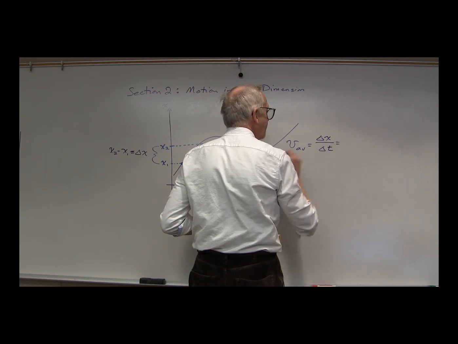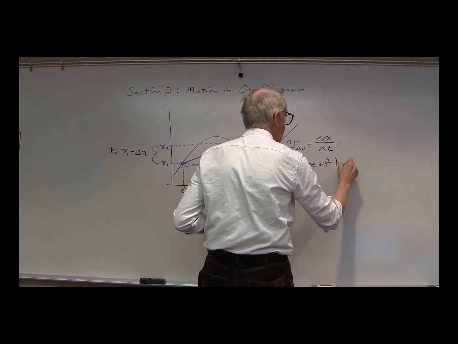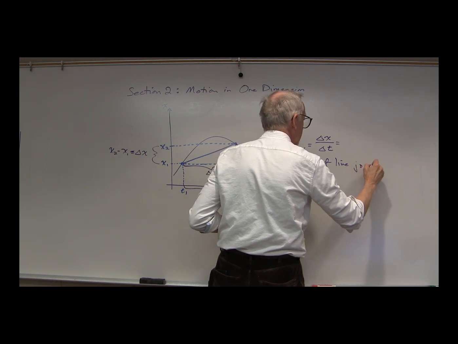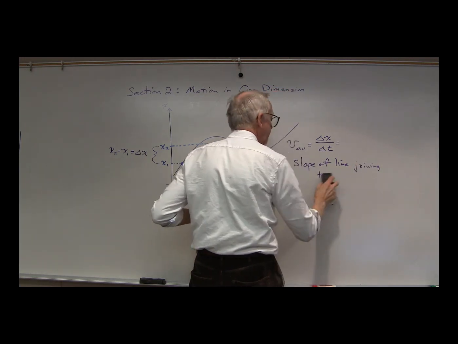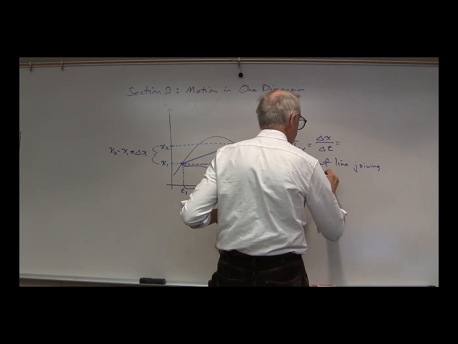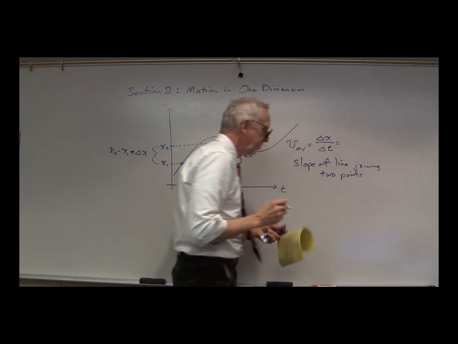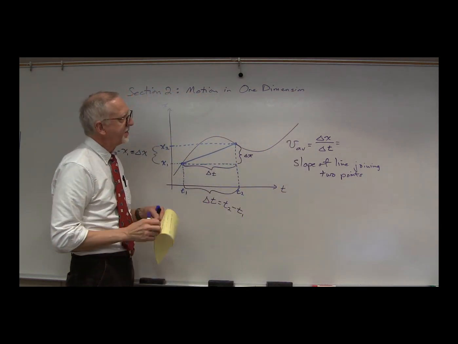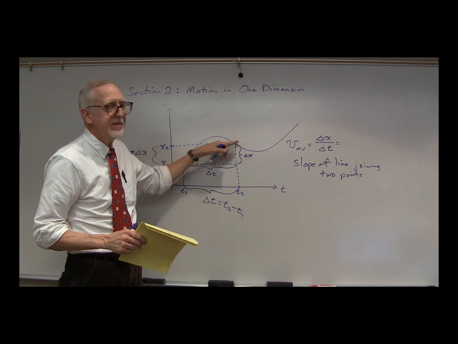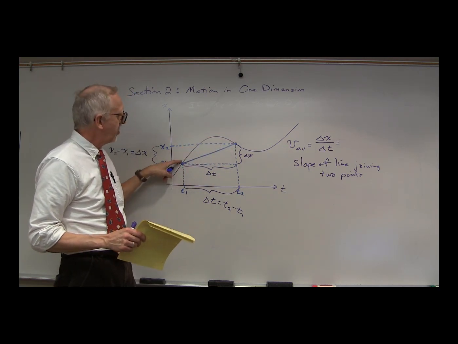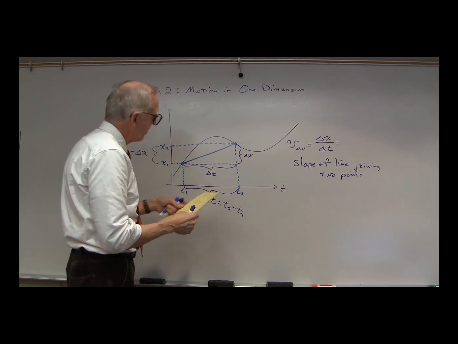So the average velocity is the slope of the line joining the 2 points. All right, very interesting. The average velocity gives us the slope of the line segment that joins our initial point to our final point. Okay, very, very interesting.